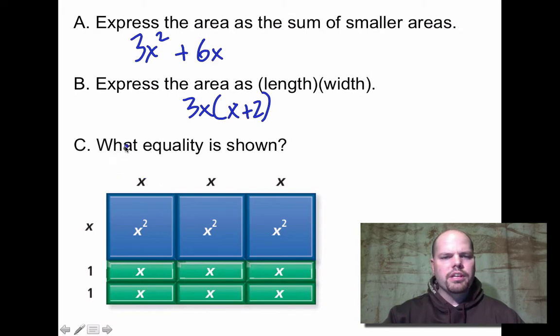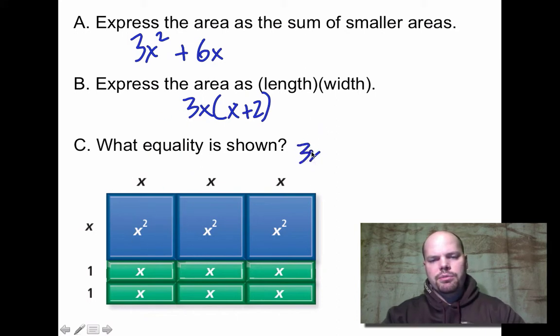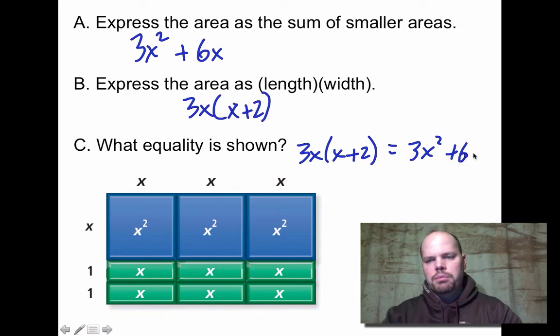Okay, and then see what equality is shown. Well, they both have to be the same thing. The length times the width would be the same as the sum of the smaller areas. So we can say that 3x times the quantity x plus 2 is equivalent to 3x squared plus 6x.